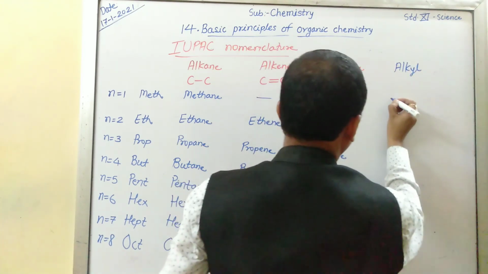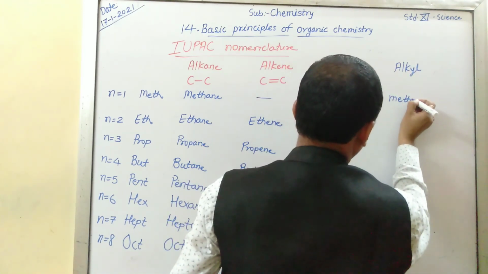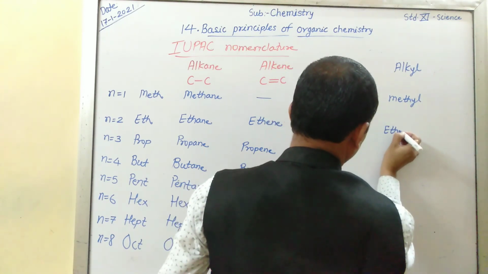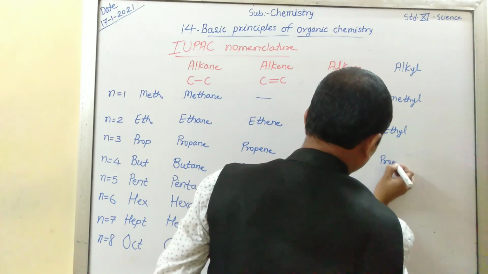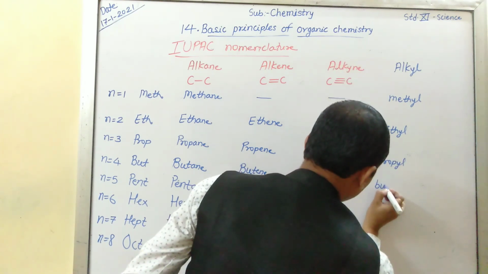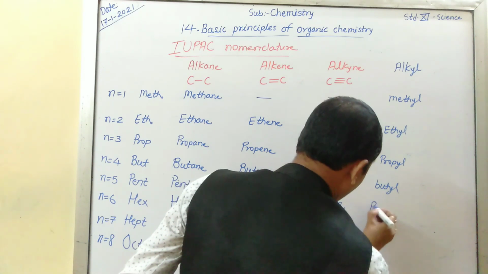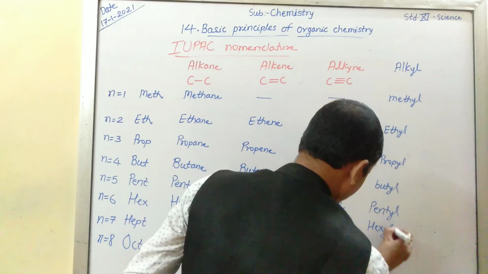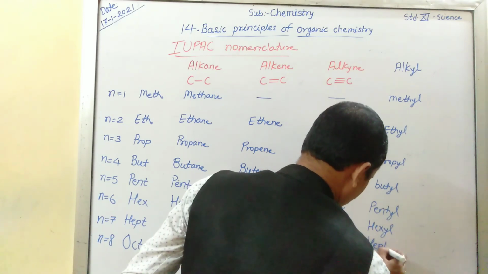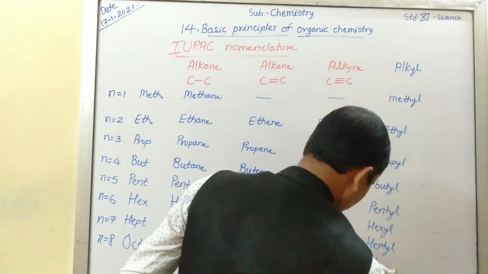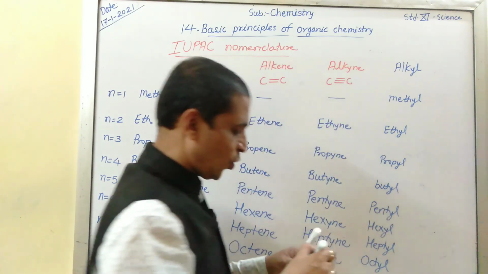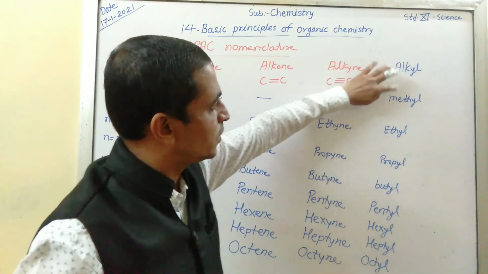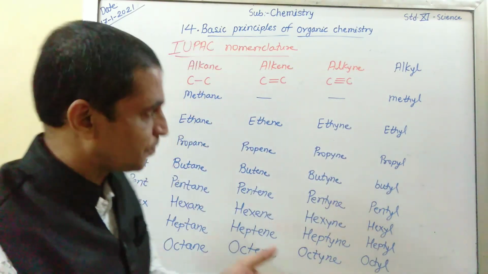For the alkyl groups here you get methyl, ethyl, propyl, butyl, pentyl, hexyl, heptyl, octyl. Means when one of the hydrogen atoms is removed from an alkane, you get alkyl groups like methyl, ethyl, propyl, butyl, etc.